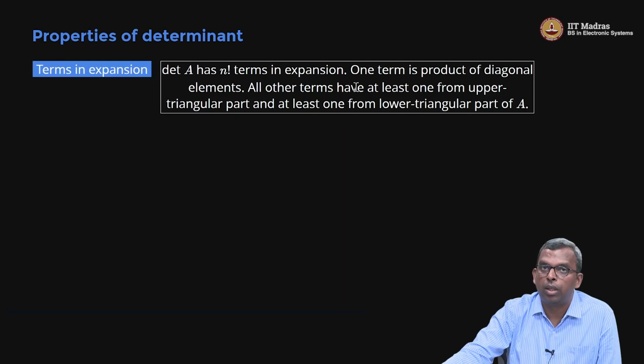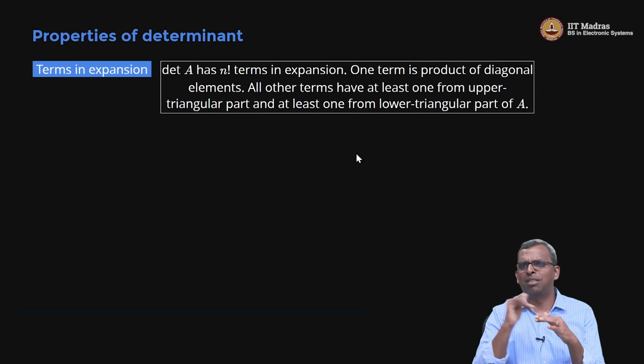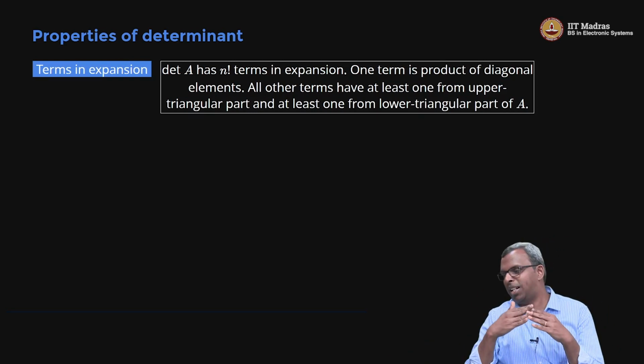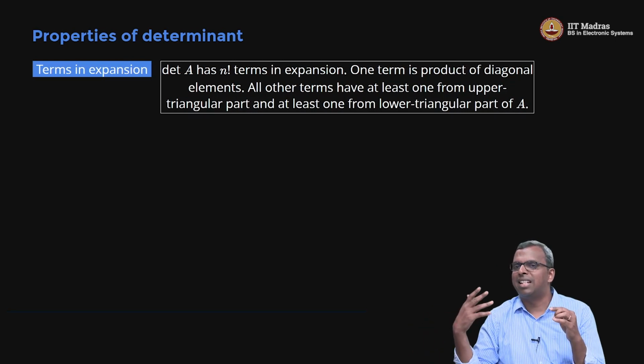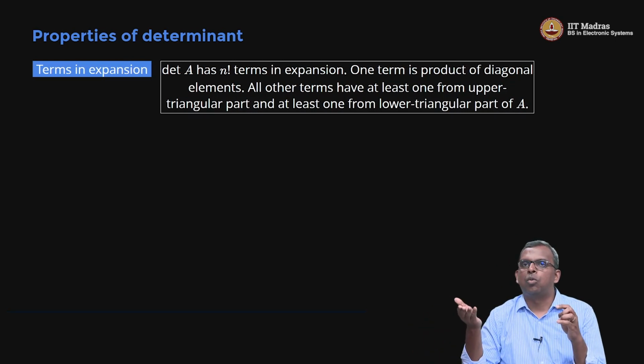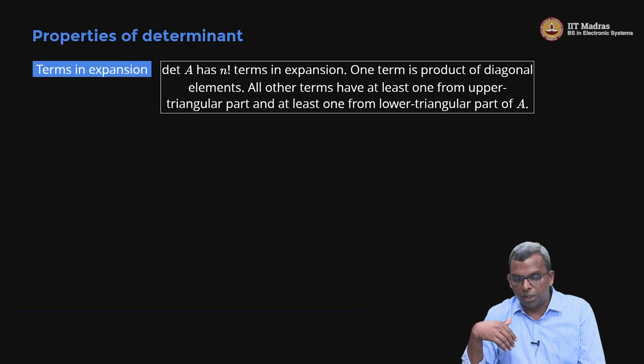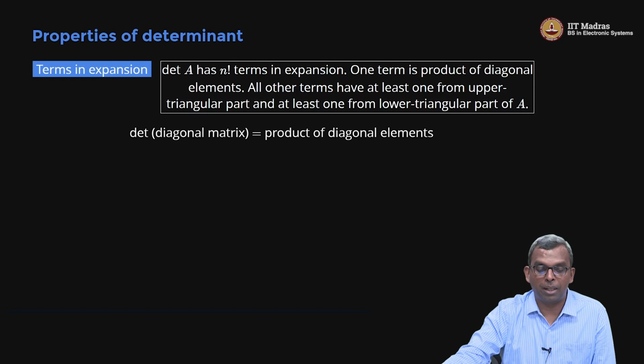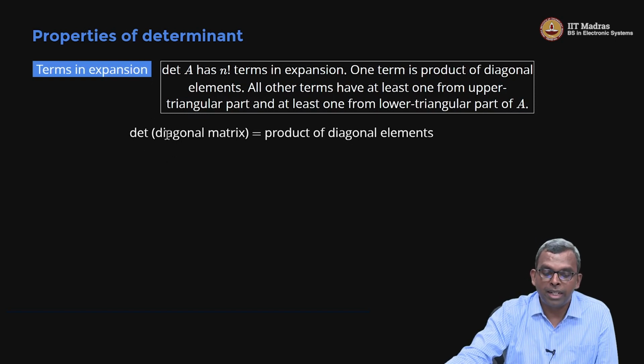Every other term of these n factorial terms will have at least one element from the upper triangular part and at least one from the lower triangular part. You can see why that is true, the way the product works. Only one term will be all the diagonals. Anything else may involve the diagonal, but it will also involve one thing in the upper triangular part and another in the lower triangular part. Now this gives us a wonderful property. The determinant of a diagonal matrix is simply the product of the diagonal elements. Easy to see, because one term is the product of diagonals, and that will be the only non-zero term. Every other term will go to 0.